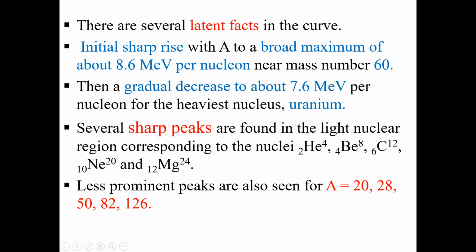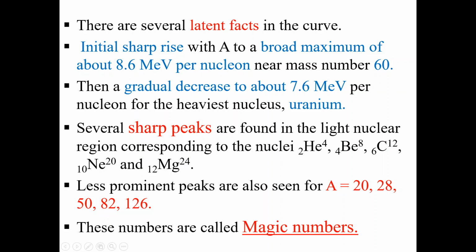Along with that, we have less prominent peaks, and those less prominent peaks are seen for the mass numbers 20, 28, 50, 82, and 126. And these numbers are called the magic numbers. The concept of the magic numbers we will discuss in the coming lectures.